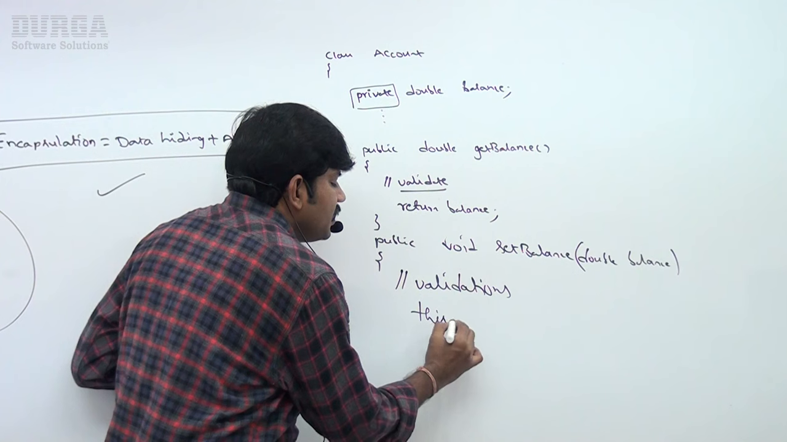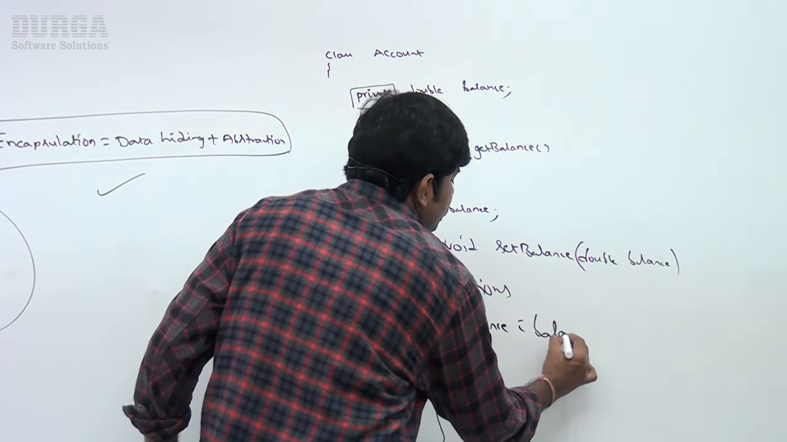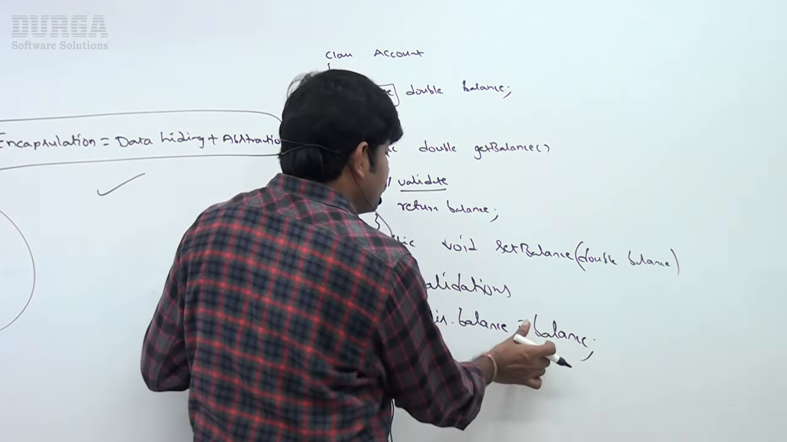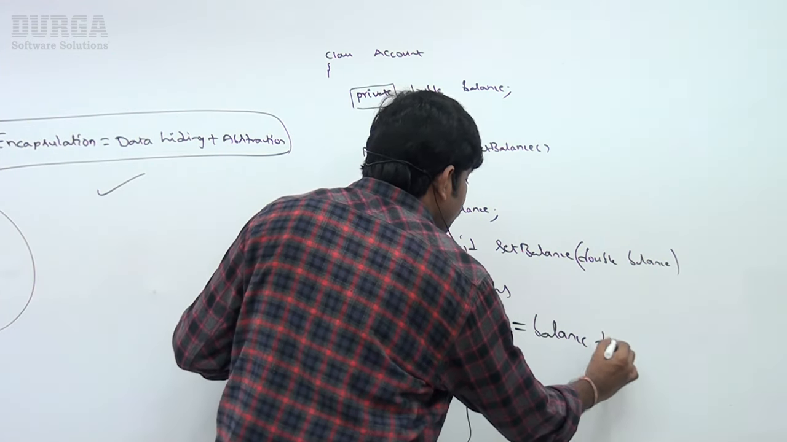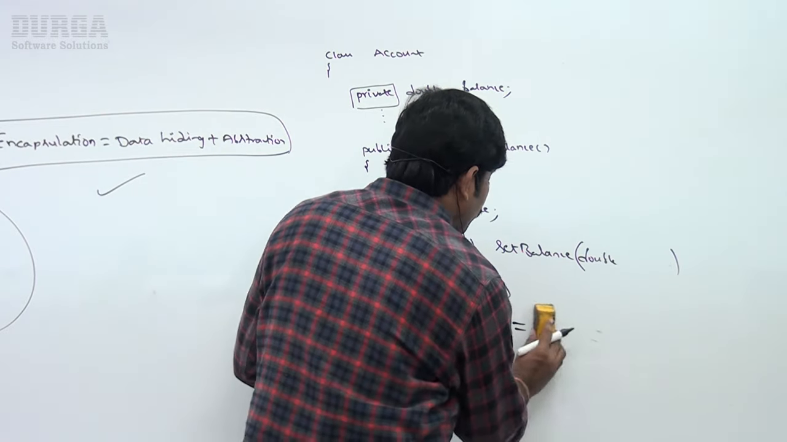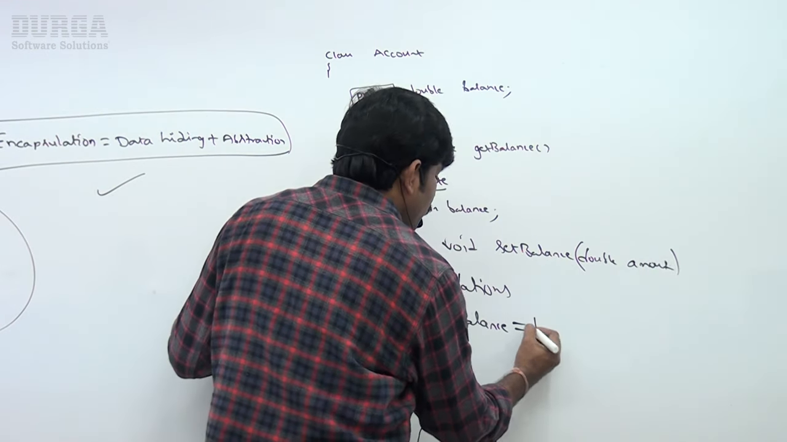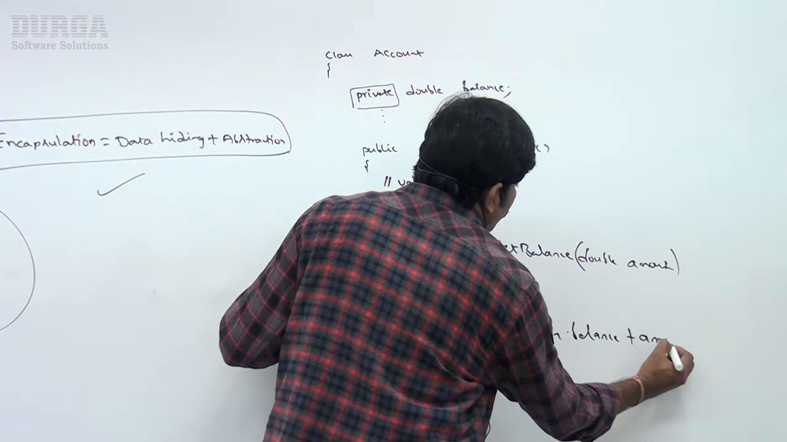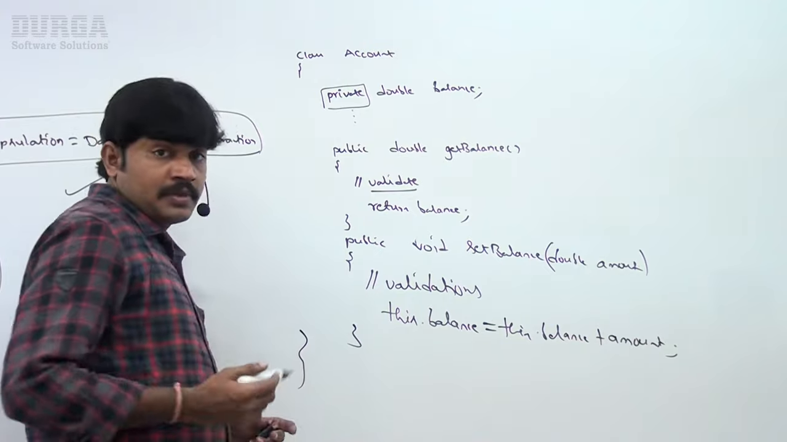So here also you can perform the required validations. If it is a deposit, sir, this.balance is equal to this.balance plus amount, whatever amount we are going to provide. So current balance plus amount, like this we are going to take. That's all.